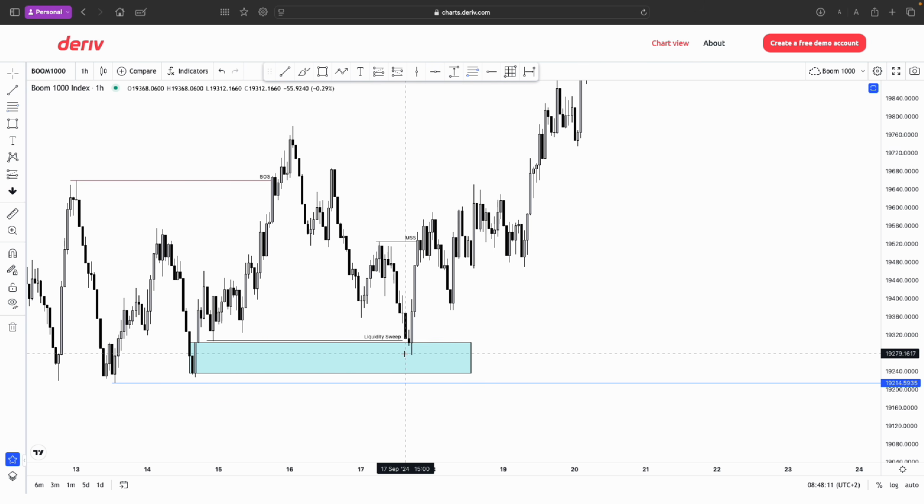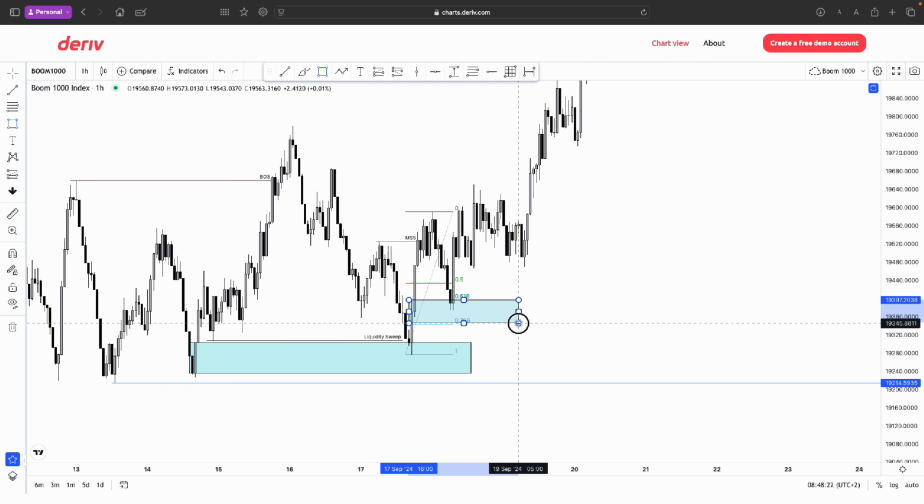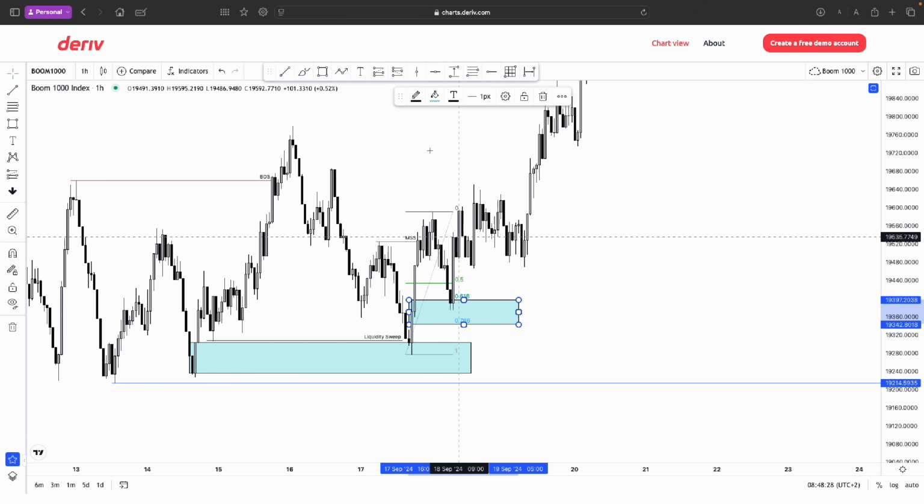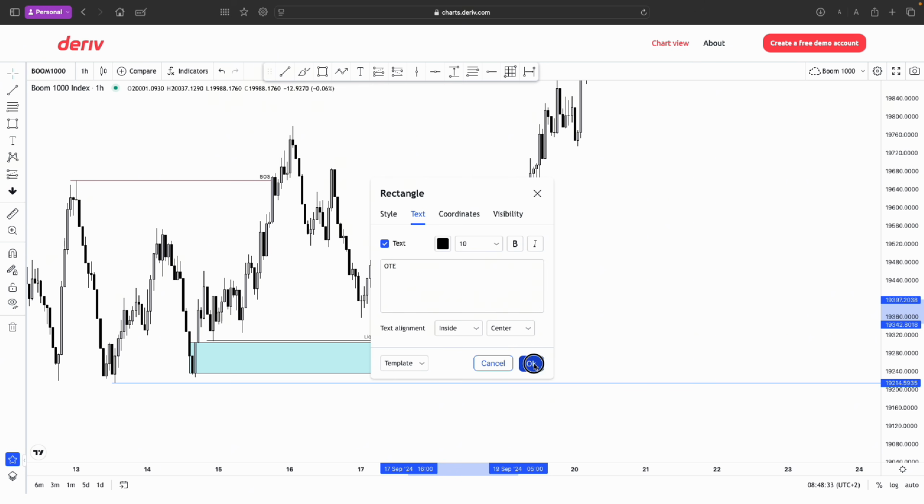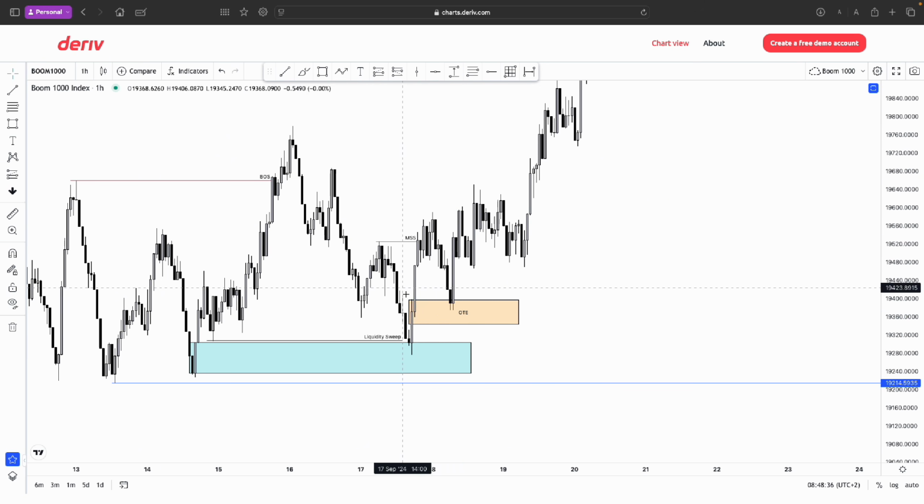The next thing I did, I drew my fib from this low to this high. I marked out the OTE area originally. There we go. Let's just make this a different color, orange. Let's just write the OTE. Let's delete the fib. So price had a market structure shift, reacted from our OTE level, filling a fair value gap. So I was waiting for this high to be taken out.